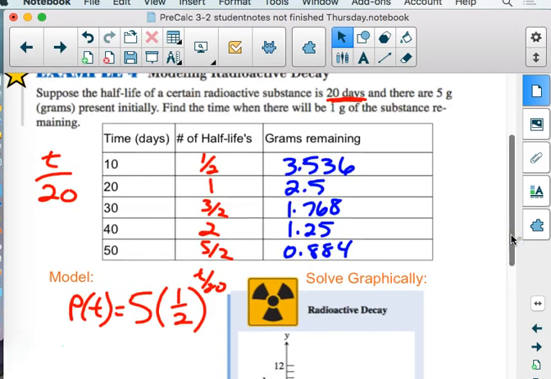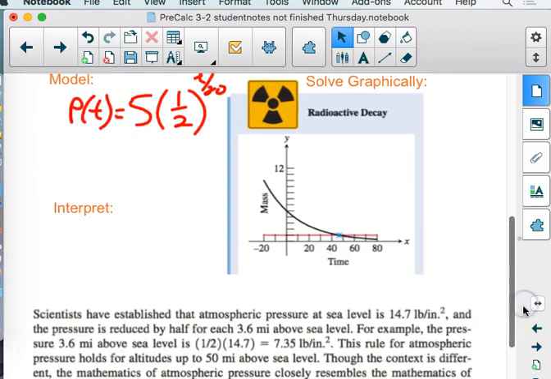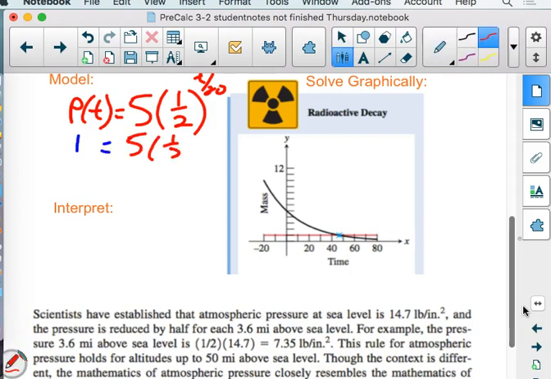Now, that doesn't answer their question. Their question was, find the time when there's going to be 1 gram of the substance remaining. Well, that means, when will this come out to be 1? And let's not solve this graphically. You've got this picture in your notes. We know how to do that already. Let's solve this one by hand. So how do we get that 1/2 to the t over 20 by itself?